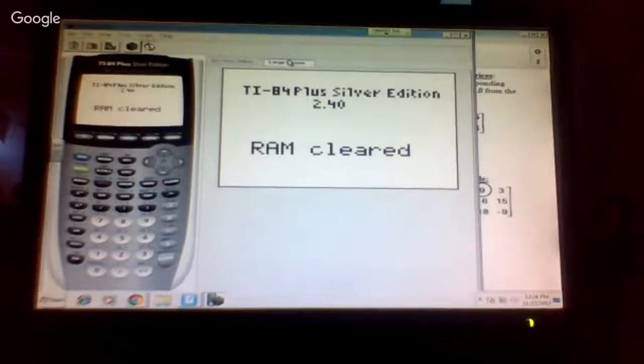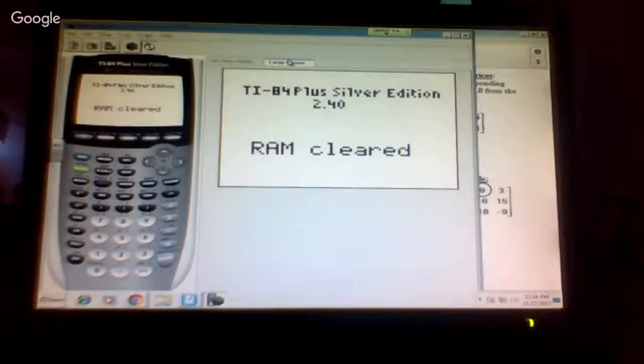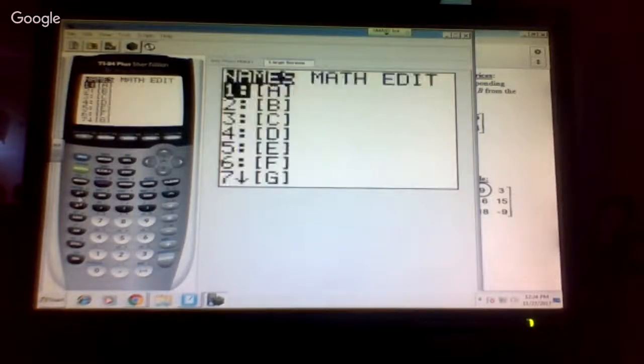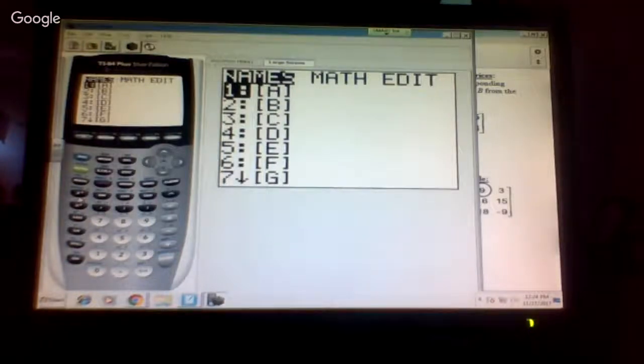Okay. So to create the matrix, you hit second matrix. Matrix is right above this x to the negative 1. So second matrix. That brings up this. These are all of your matrices. Matrix A, B, C, D, E, F, G. There is nothing in them. If there was something in them, it would say like 2 by 1.